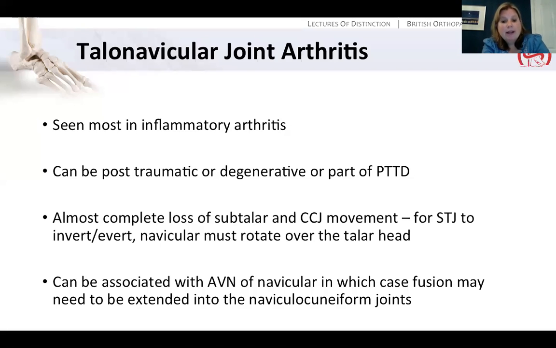The one that I think is interesting too, and I saw a couple when I was in my first couple of years as a consultant, is when you've had avascular necrosis of the navicular, you can get a really bad talonavicular joint arthritis that you have to fuse. But because that navicular is so sclerotic and shrunken down, you need to actually bridge it and fuse into the naviculo-cuneiform joints as well. So again, you just look at the pathology that's presented to you and then use your principles of arthrodesis, and you fuse the joints that need fusing, and not any more or any less.